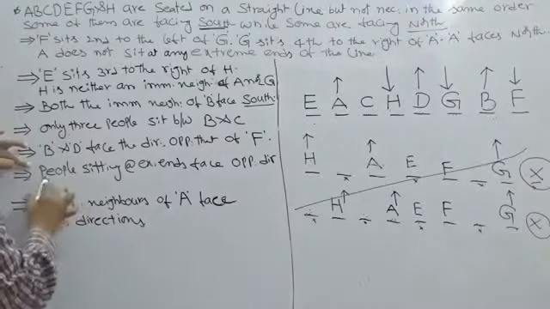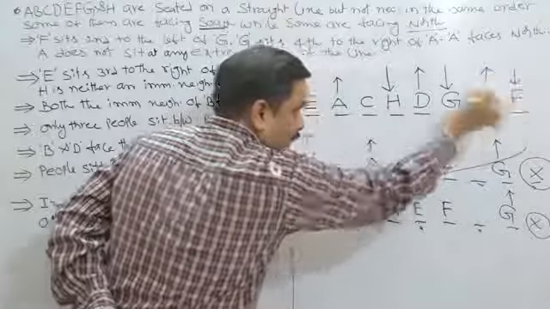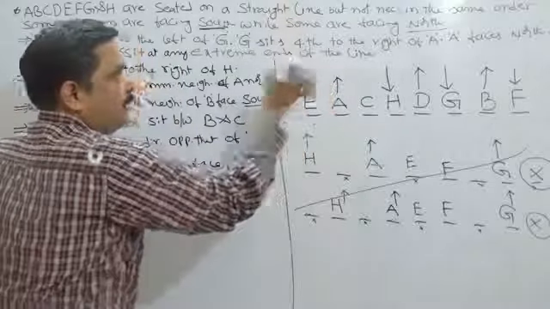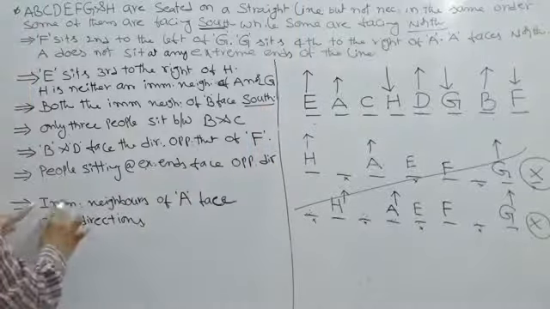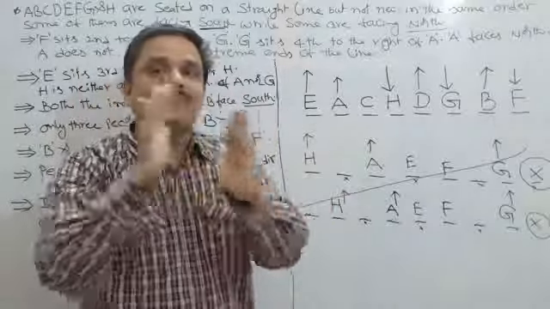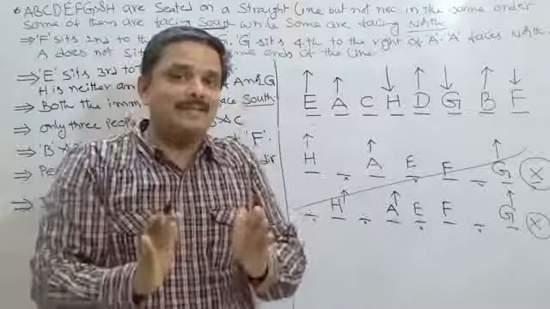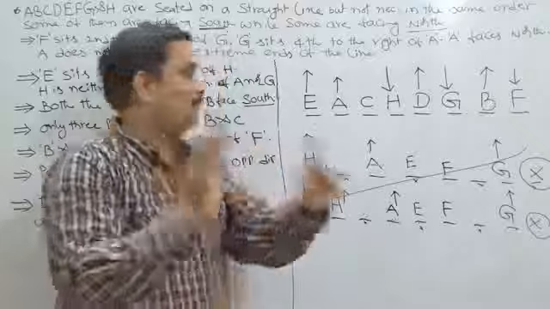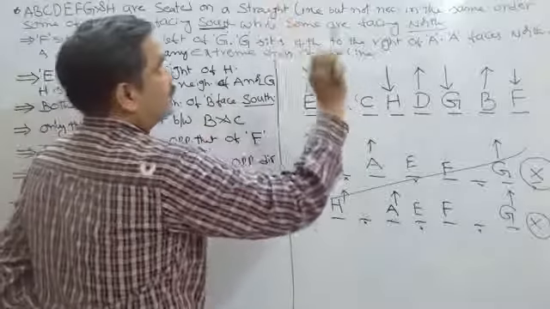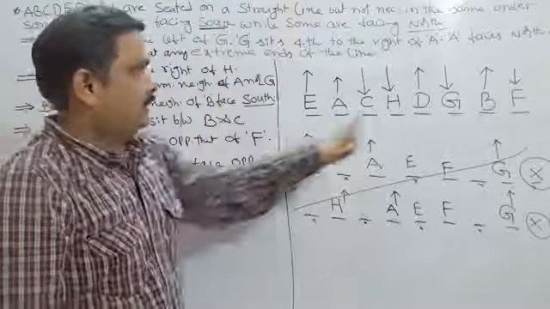And finally, people sitting at extreme ends face opposite directions. Already this person is facing south. Extreme end people should be facing opposite directions. It is south. It must be north. Now the next one is: immediate neighbors of A face opposite directions. Observe this one. It means both the immediate neighbors of A face directions which are opposite to each other. One of the neighbors of E is facing north, the other neighbor must face south. This is the way. Alright, now all the conditions are fulfilled.